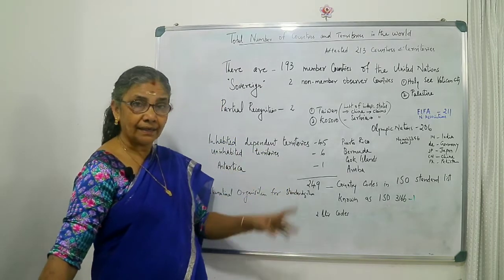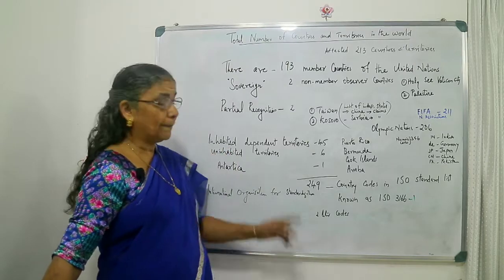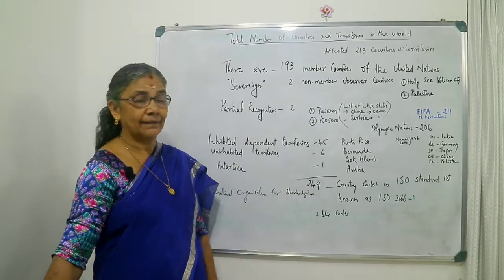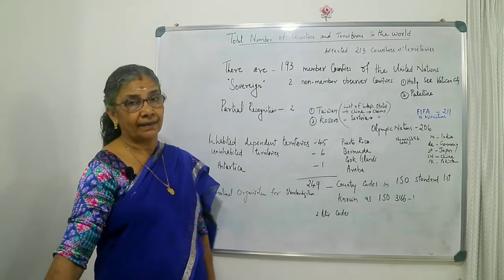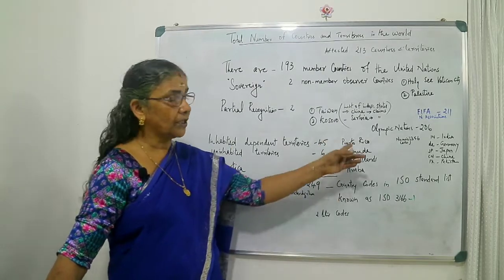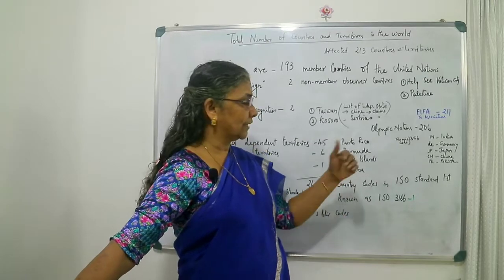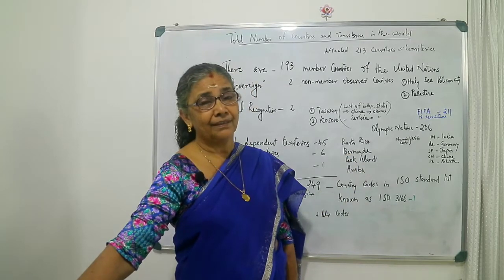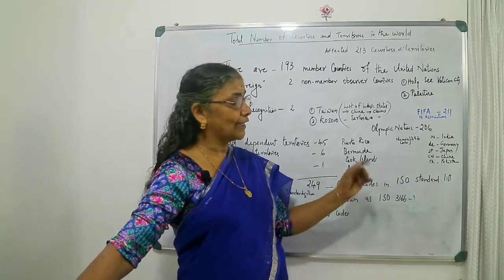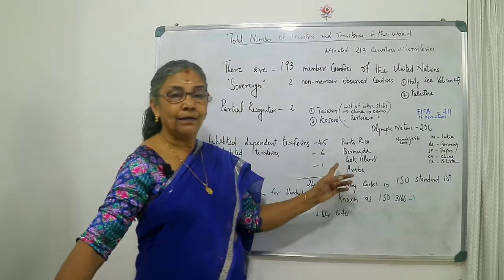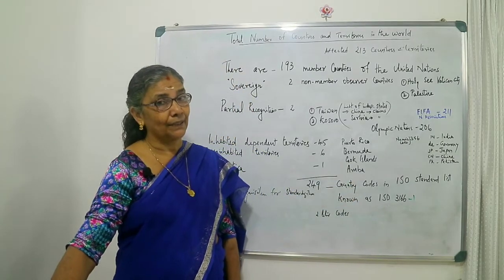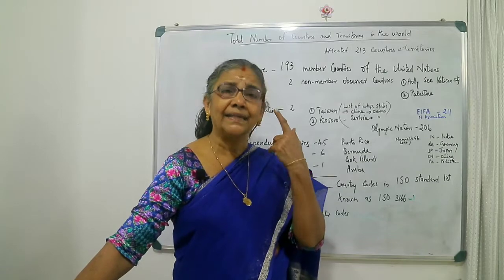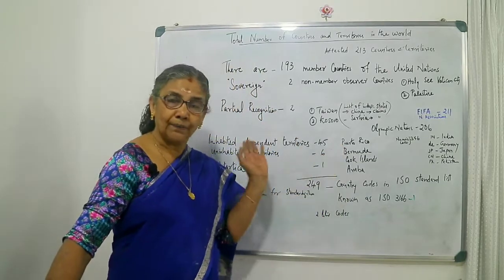And there are some other categories also, the inhabited dependent territories. About 45 inhabited territories are there, but they are dependent territories. Some examples I have written here: Puerto Rico, famous for its athletes, is controlled by the USA. Bermuda is controlled by the UK. The Cook Islands are controlled by New Zealand. And Aruba is controlled by the Netherlands. So they are controlled by several other states.